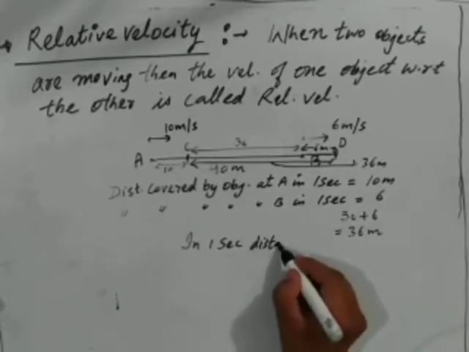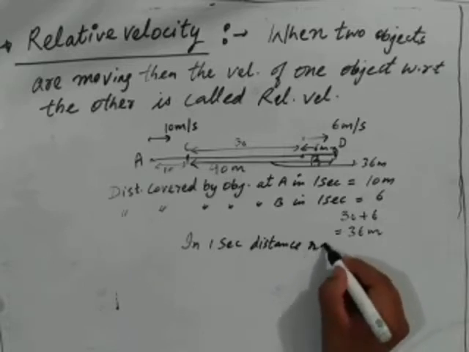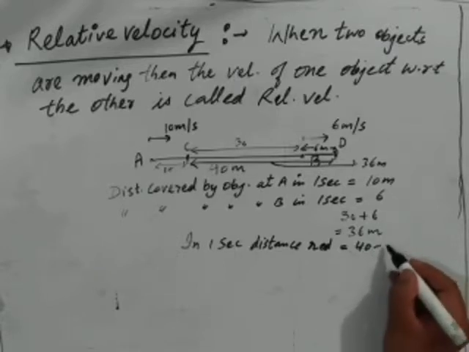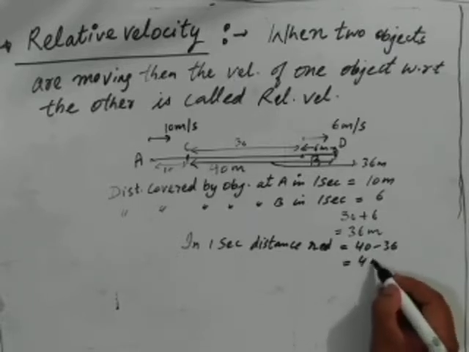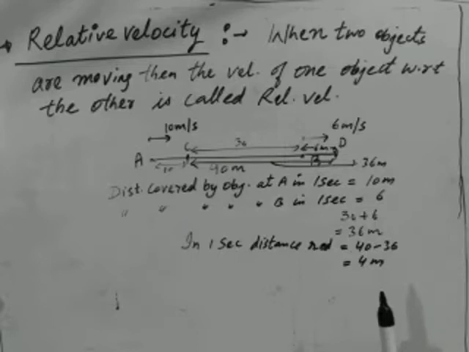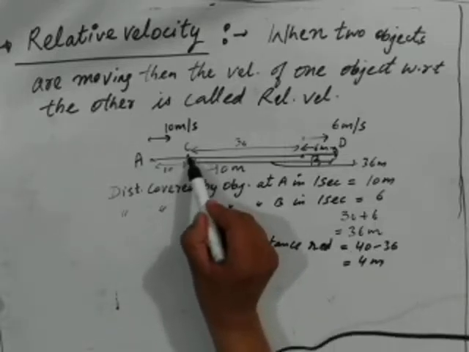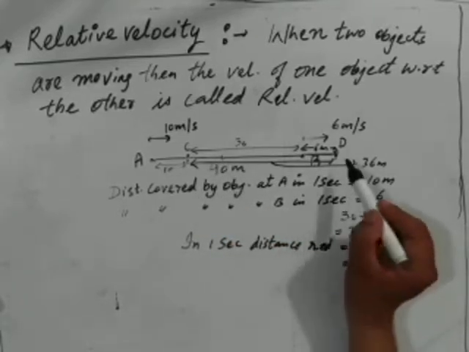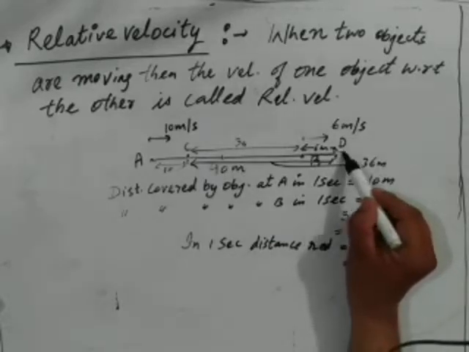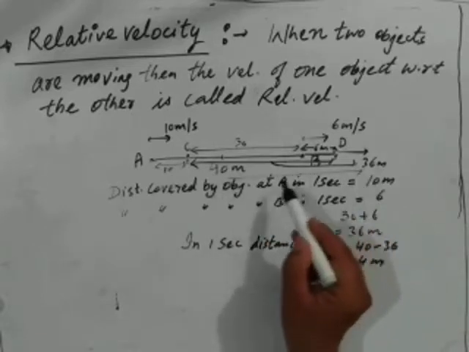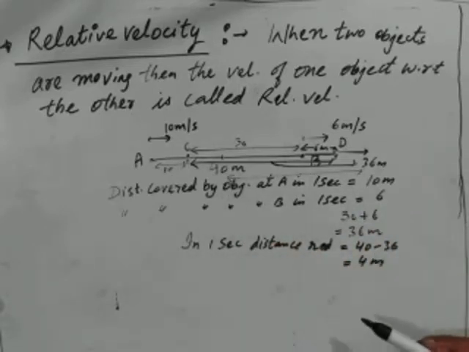Distance reduced is equivalent to 40 minus 36, that is 4 meters. So in the same way, if we proceed, in the next 1 second the object lying at this point will cover again 10 meters and it will reach this point, and the object standing here will cover another 6 meters and will go to this point. Again, if we calculate the gap between the two ends, it will be 32 meters. Again 4 meters will be reduced.